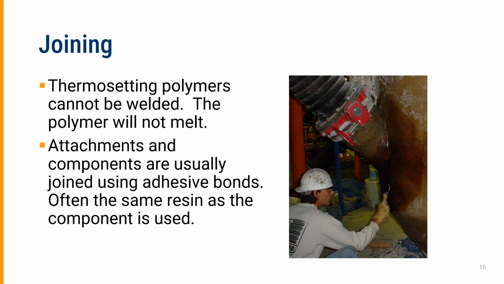Joining thermosetting polymers requires adhesive. You cannot weld this material because we don't have a melting point. So attachments and components are usually joined using adhesive bonds. Here's an example of somebody joining a nozzle into a process vessel.